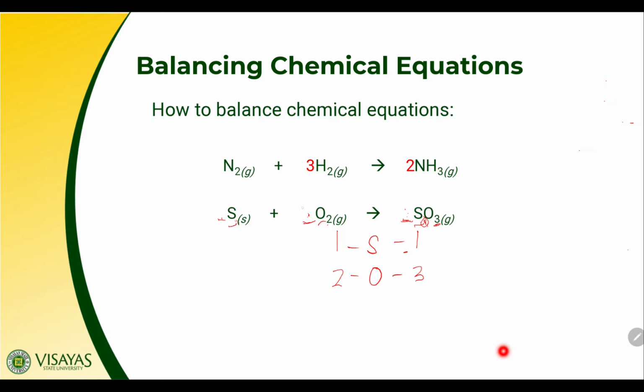So to make this 6, we have to put a coefficient 3 in here. So that's 3. So what happens now is we have 3 times 2. The number of oxygen atoms on the reactant side becomes 6. So to make the number of oxygen atoms on the right side 6, we have to add a coefficient 2. You multiply 2 by 3 in here. This now becomes 6. So we have now a balanced chemical equation.